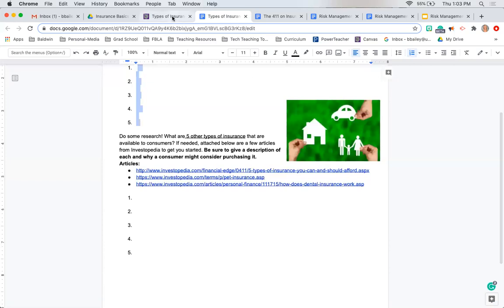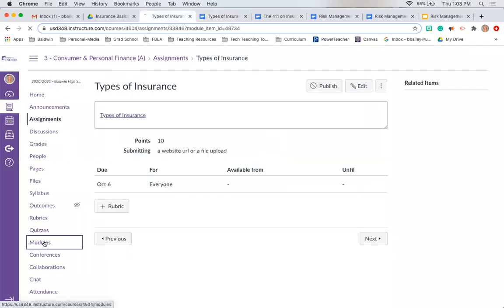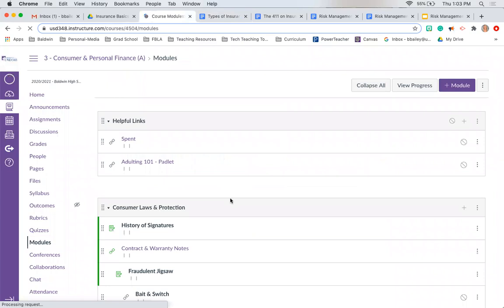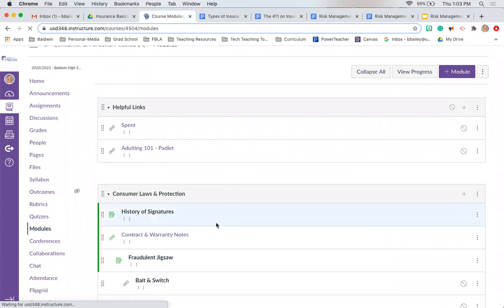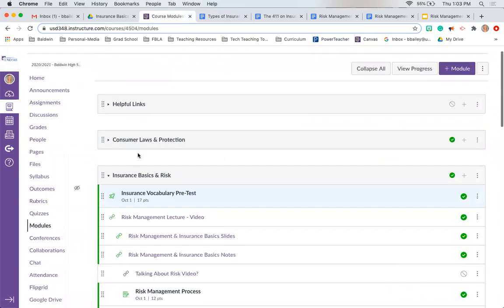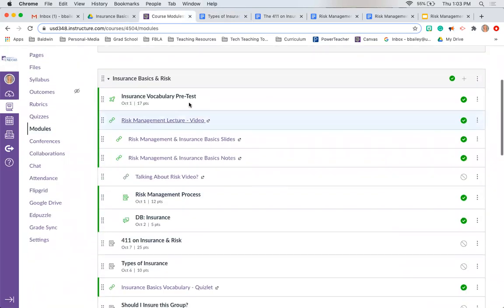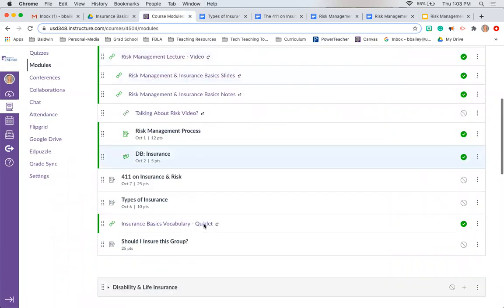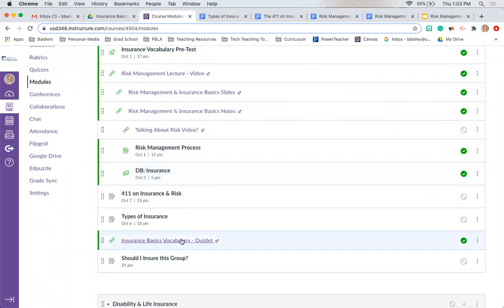The only other thing you need to do is you need to study the vocabulary that we have learned thus far. So next class period, you are going to have an insurance vocabulary test. So we took a pre-test last class. You are going to take a quiz next class. So the Quizlet is in Canvas if you would like to use it, or you can create your own.